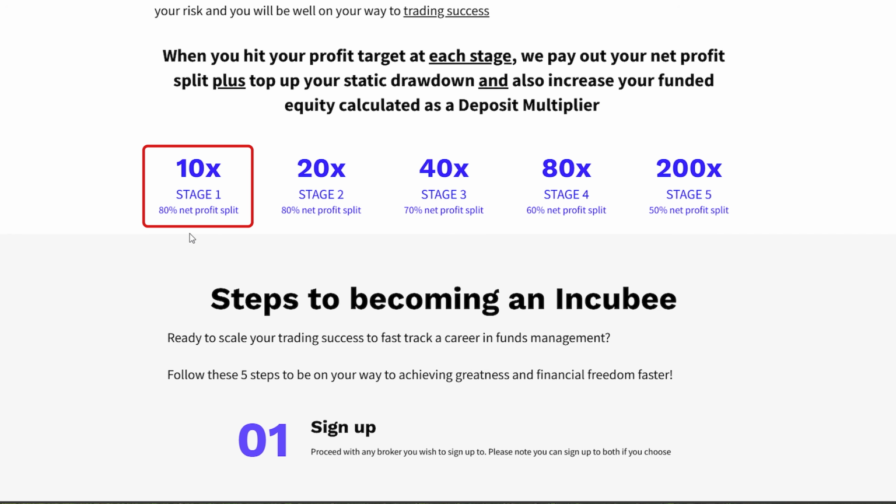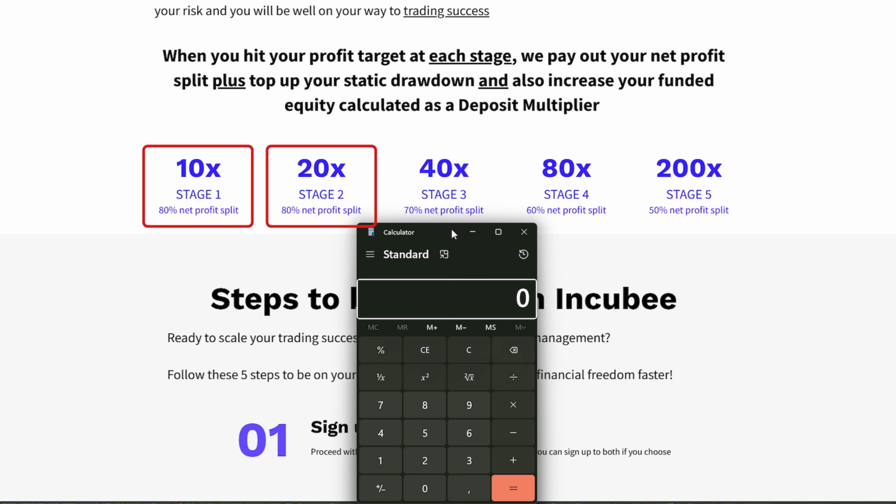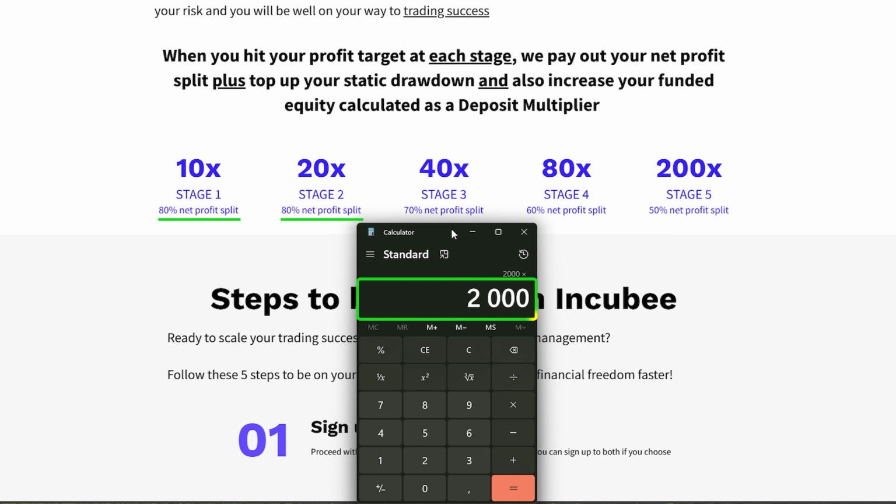And now I reached the target of 20% for the third time. So from stage 1 and stage 2, I requested $4,800 in total, or that is 80% of $2,000. It was $1,600 in stage 1. Then in stage 2, I got 80% of $4,000, which is $3,200. So I received $4,800, and now in stage 3, the profit split decreases to 70%.